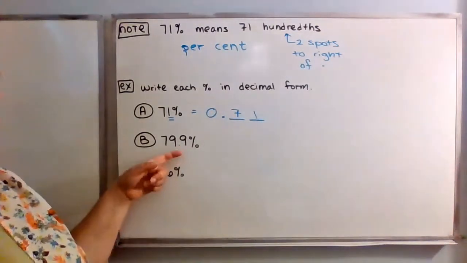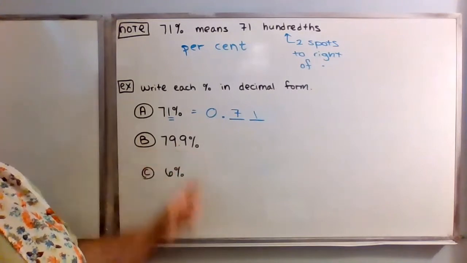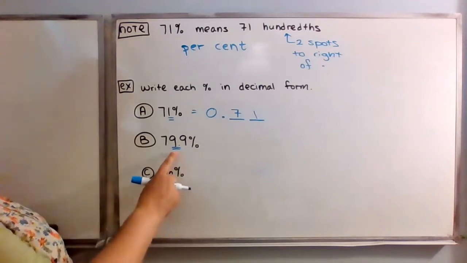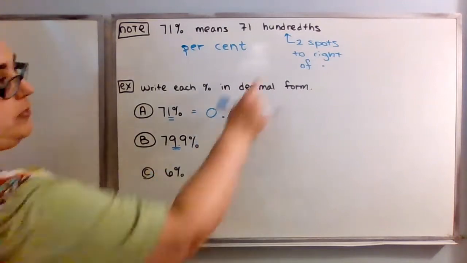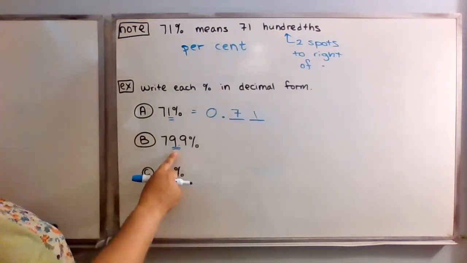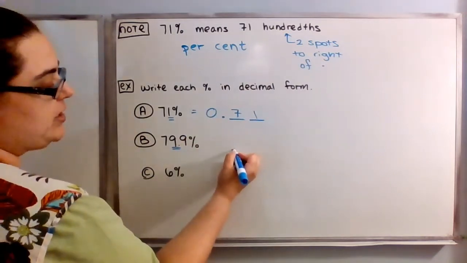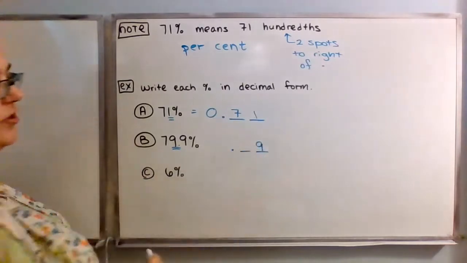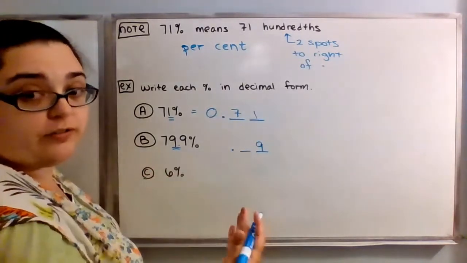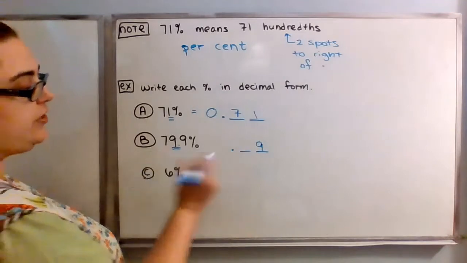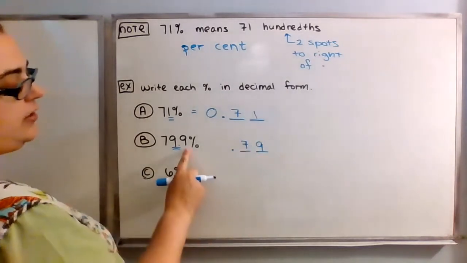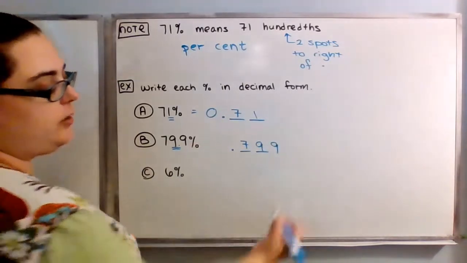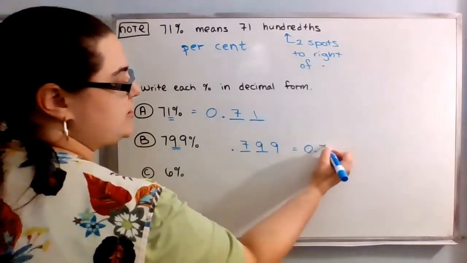So let's take a look at part B. We have 79.9%. So this middle 9 is in the ones place. Since percent means hundredth, we have to move this middle 9 to the hundredths place. I'm going to put my decimal point back in, and this middle 9 has to be in the hundredth spot. Now we fill in our digits accordingly. The 7 is to the left of that, and then this other 9 was 1 spot to the right of that. So if I want to clean up how my answer looks, this would be 0.799.